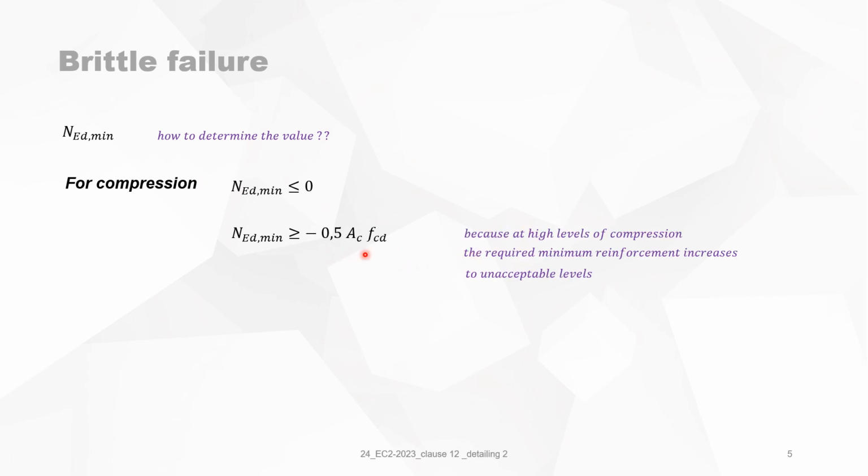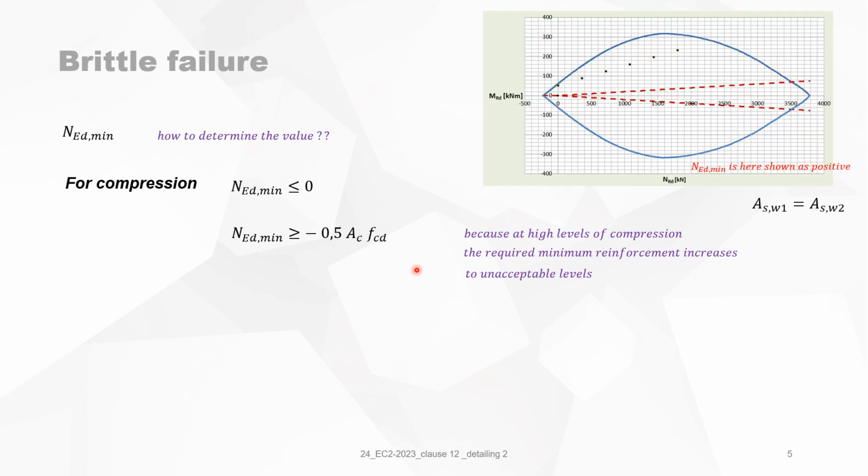Now, why is there a limit on the compression force? Well, this is because at high levels of compression, the required minimum reinforcement increases to unacceptable levels. Which is logical, because you have to reinforce for the cracking bending moment. The higher the compression, the higher the cracking bending moment. So that's why there is a limit on the compression force that you are allowed to take into account.